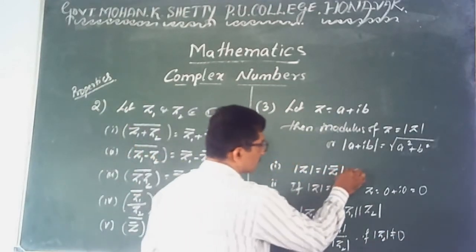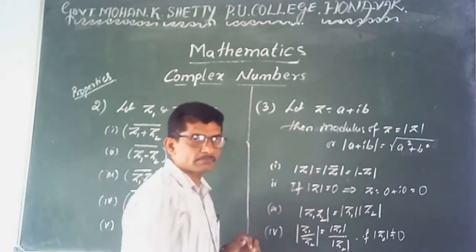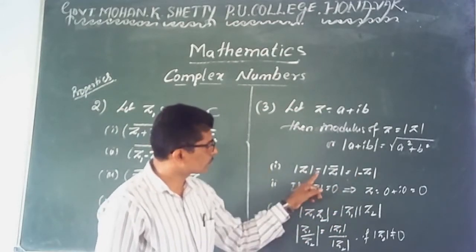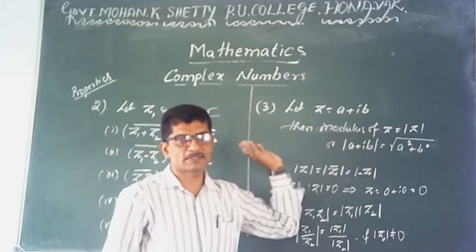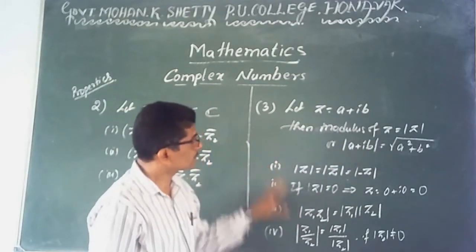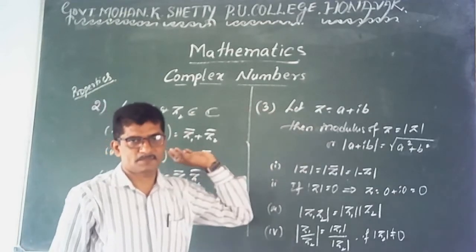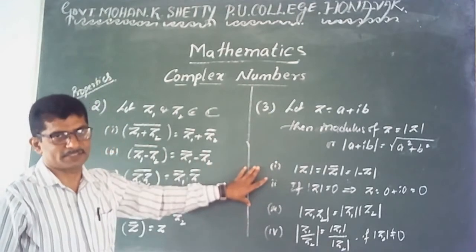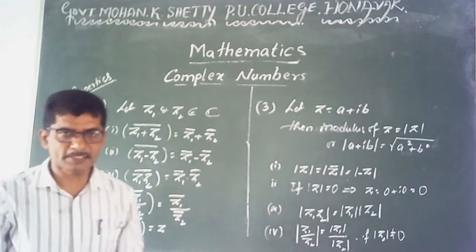And here also, modulus of minus z is the same. Modulus of minus z is also equal to mod of z. Minus a minus ib, squared, this value is always true. These are the important properties of modulus. There are so many properties, but for our syllabus these are sufficient: the modulus properties and conjugate properties.